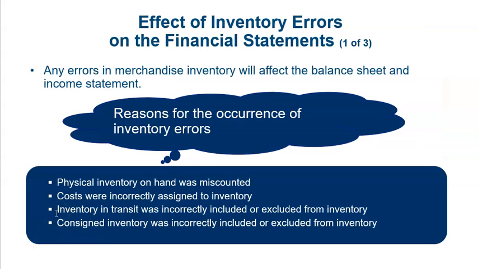All right, what if we had errors? Let's look at this. If we have any errors on our inventory, in other words, we count them wrong, or we incorrectly assign the wrong amount to inventory, or we included the wrong amount for the freight in, any of those things would make us have the wrong amount for inventory, which would affect both our income statement and our balance sheet.